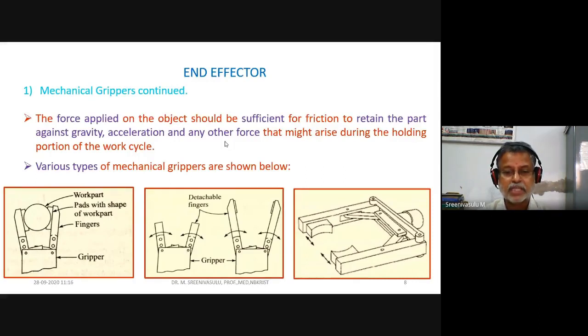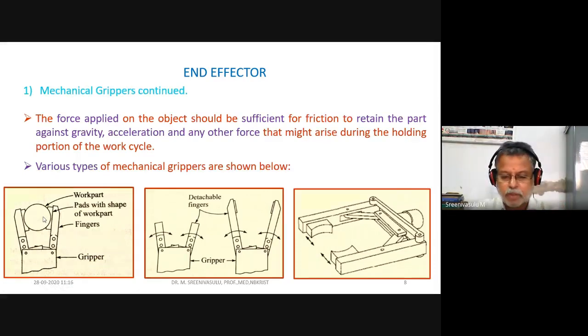Anyway, some of the grippers are shown here. Say this is your gripper attached to the wrist. You have a finger here and a finger here. Since you are trying to handle a circular object, the shape of the finger pad attached to it is going to be on par with the shape of the work part. Say something like this. You are trying to handle this glass.